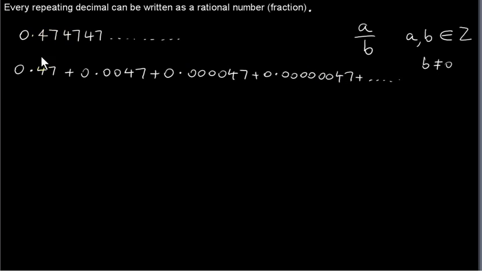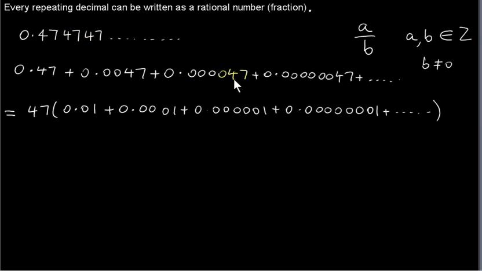So the first two places are 0.47. To get the third and fourth place we have to have two zeros here. You can check that if we add up all of this infinite series, we will get this decimal. To simplify this infinite series a little bit, we could factorize out 47. 47 times 0.01 is 0.47. 47 times 0.0001 is 0.0047, and so on.